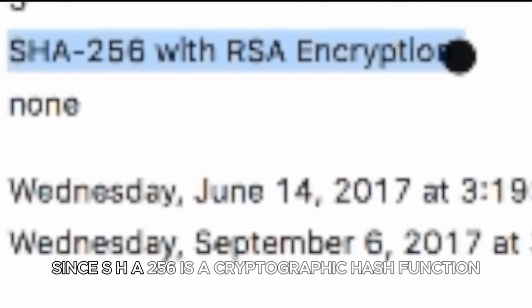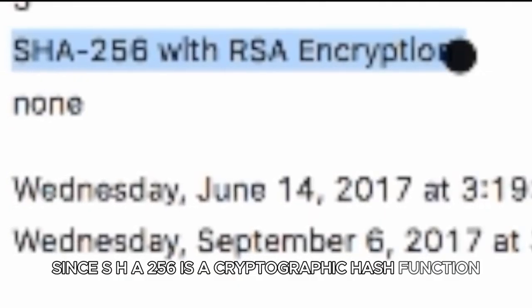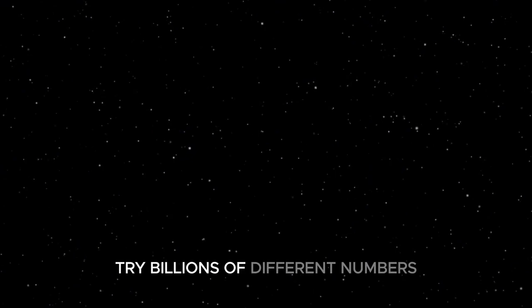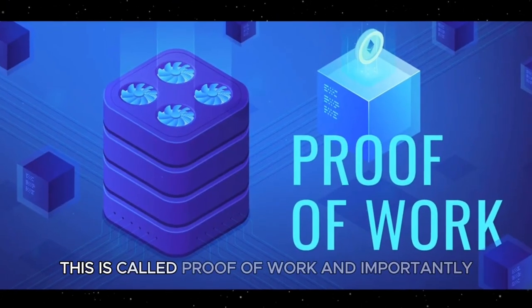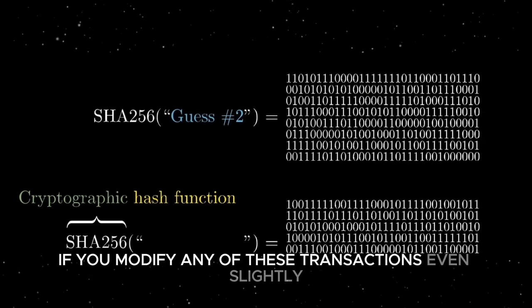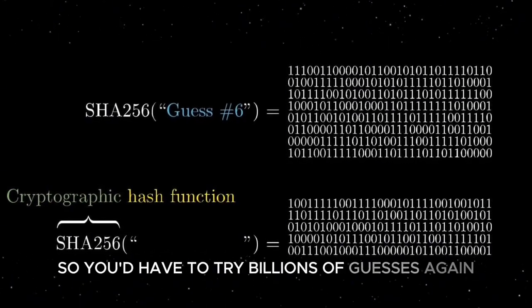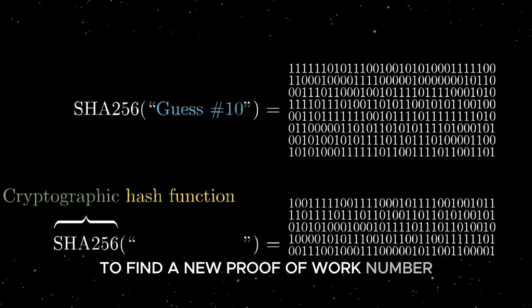Since SHA-256 is a cryptographic hash function, the only way to find such a number is through guessing and checking. So this person likely had to try billions of different numbers before finding this special one. This is called proof of work. And importantly, all this work is intrinsically tied to the transaction list. If you modify any of these transactions even slightly, the hash changes completely, so you'd have to try billions of guesses again to find a new proof of work number.